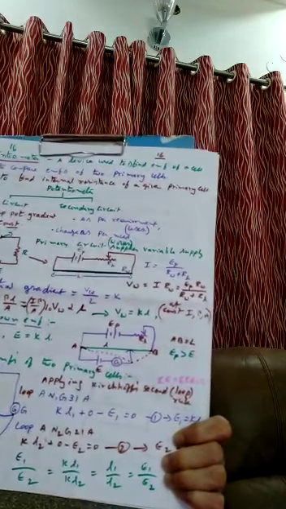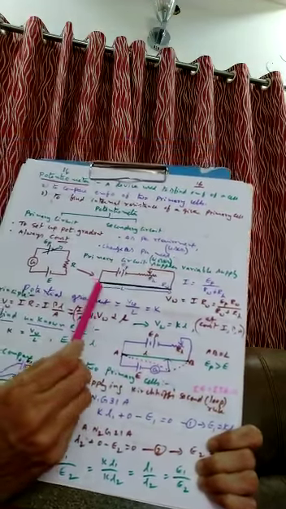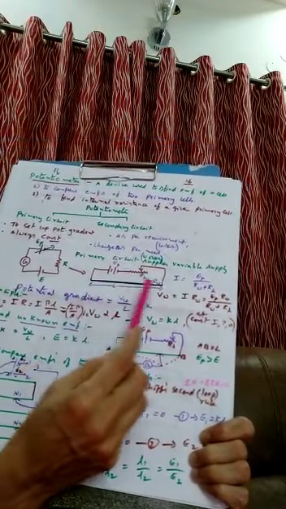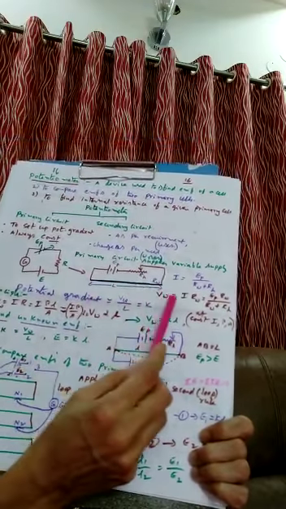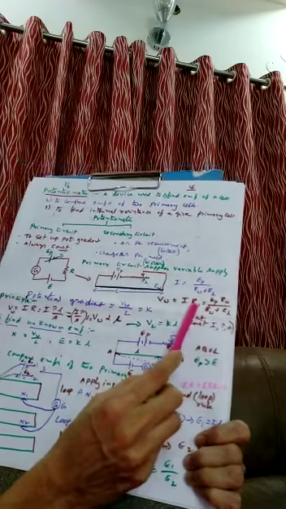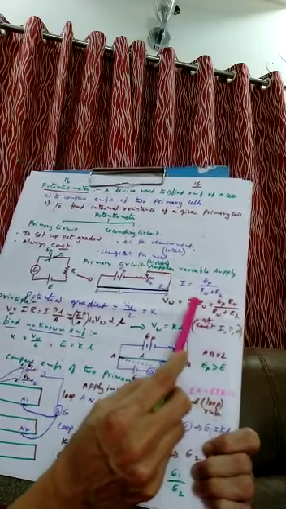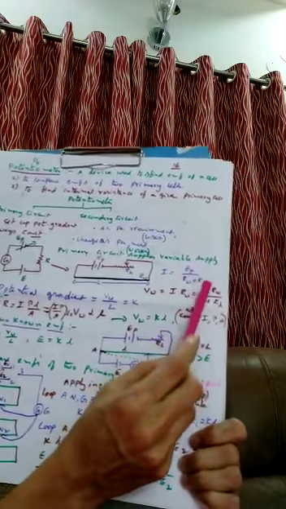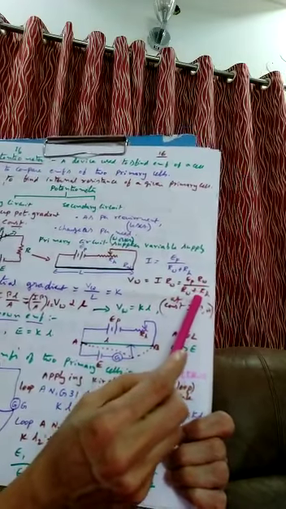So what is the potential difference between two ends of the wire, from here to here? The potential difference is given by I into RW. What is the value of I? We got it just now. So substitute here, then we get this formula here.